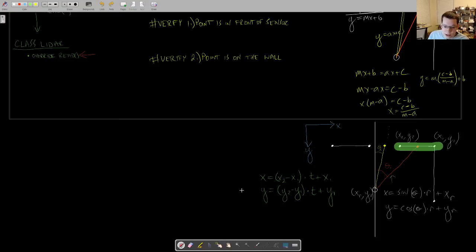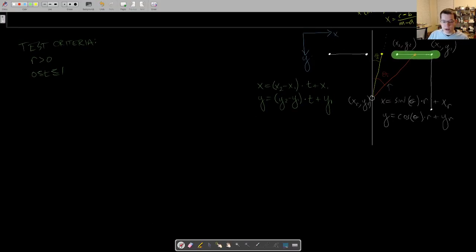So then our test criteria, all right. R is greater than 0, and 0 is less than T is less than 1. Those are the points we care about. Now, intersecting these is fairly straightforward. We can do that with standard algebra, which we can then later turn that into linear algebra.